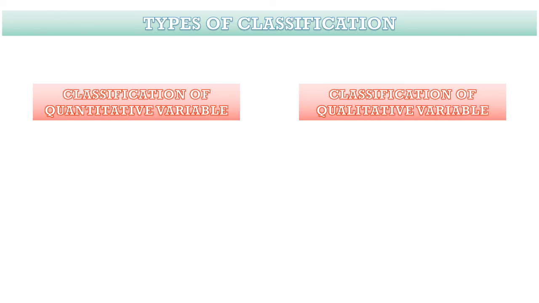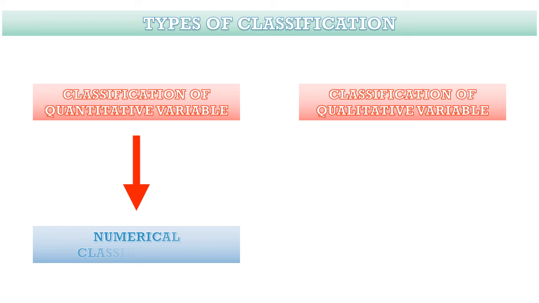As we have seen earlier, variables have two types, quantitative variable and qualitative variable, and the quantitative variable has discrete data and continuous data. So again we have two types of classification: classification of quantitative variable and classification of qualitative variable. When we classify a quantitative variable, that is basically classification of numerical data, variables explained in quantities.